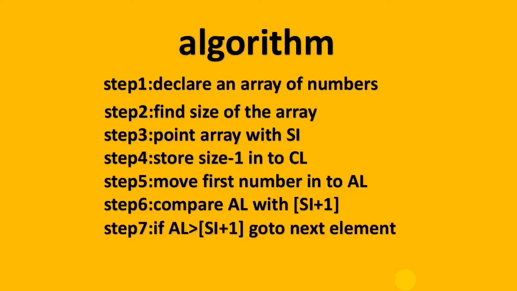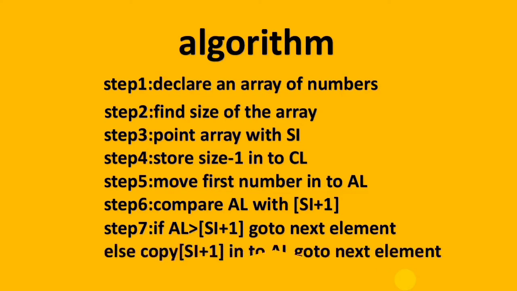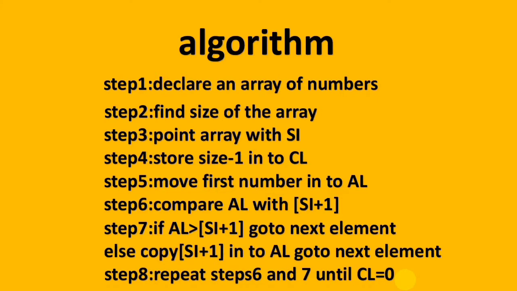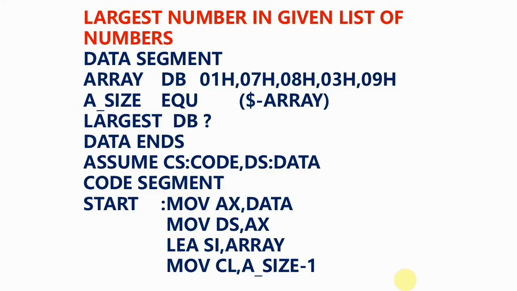If AL is greater than SI plus 1, go to the next element and perform the comparison, else get the SI plus 1 value into AL and go to the next element. Then repeat these steps until the count becomes 0. So this is the logic for finding the largest element of an array. So this is the program.